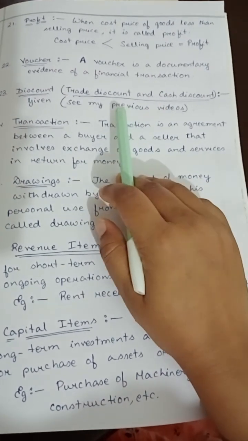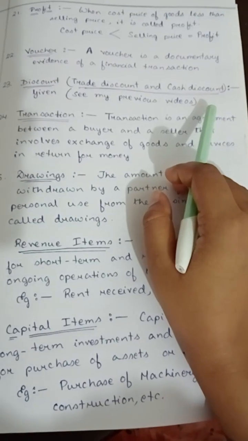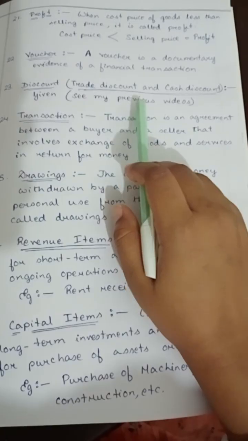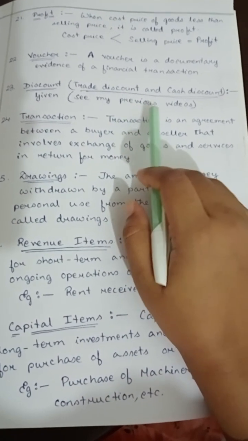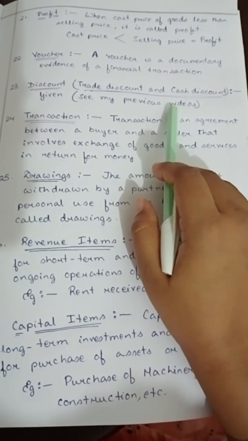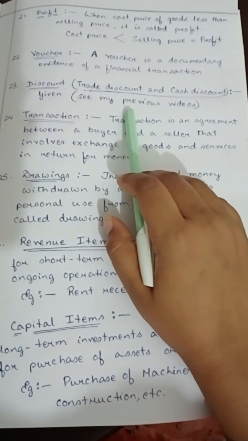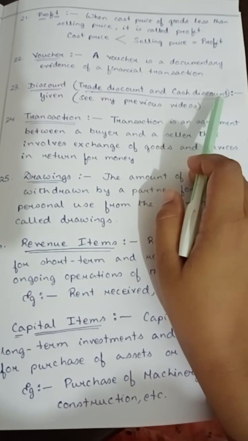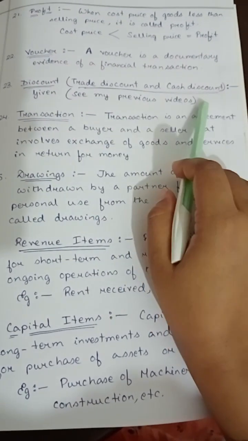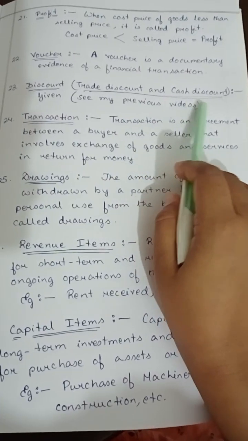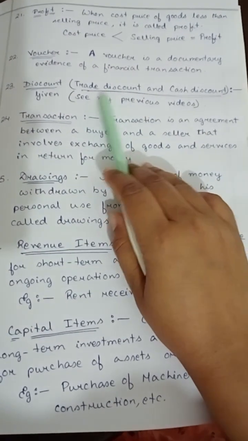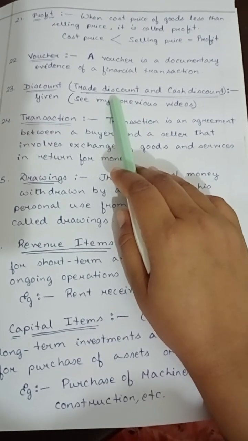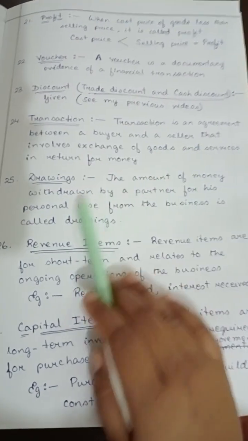Suppose the supplier has sold goods to its customers. Now the customers cannot pay cash immediately. So in order to receive cash quickly, the supplier has allowed some percentage of discount to the customer. So that is a cash discount. It is shown in the books of account, cash discount. Trade discount is not shown in the books of account. Got it? Then you see what is a transaction.